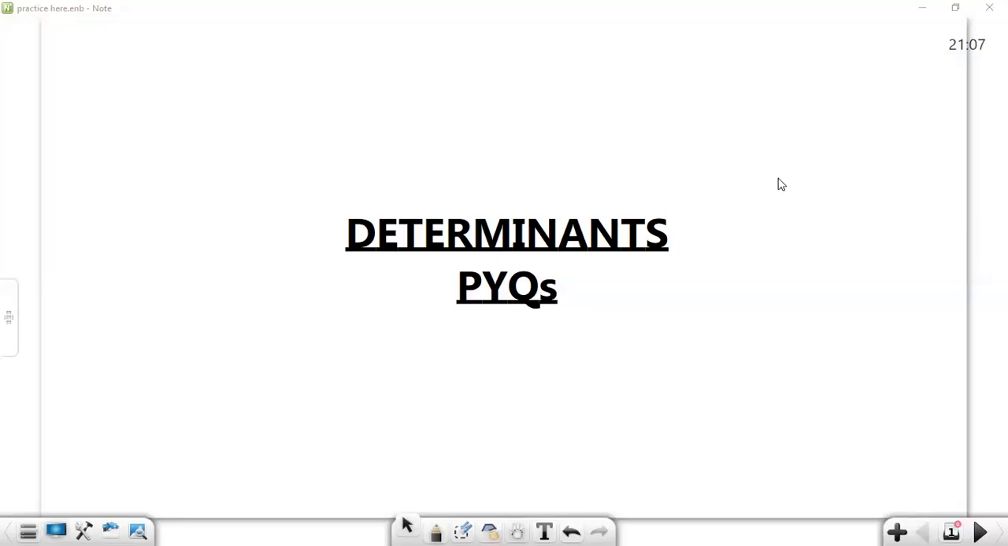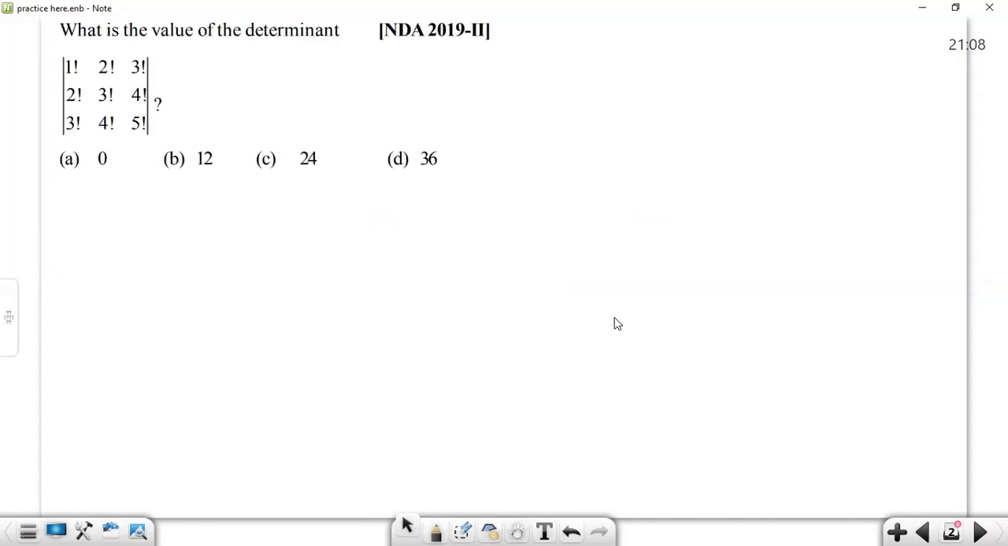Yes, so we have completed the theoretical part of the determinant chapter. Now we are going to solve some questions that were asked in previous year UPSC NDA papers. The first question reads: what is the value of the determinant? The determinant is given to us, with elements in factorial form. We know how to solve these.